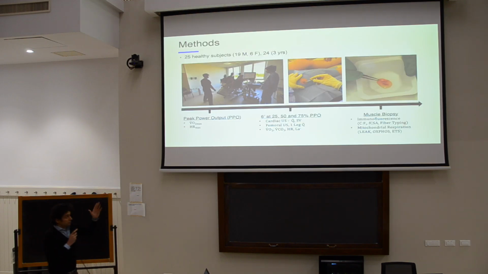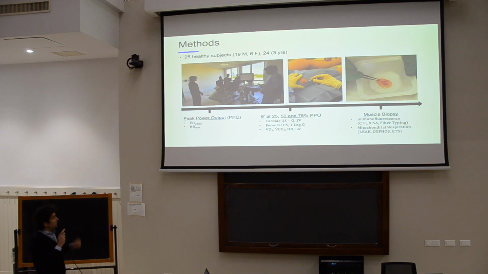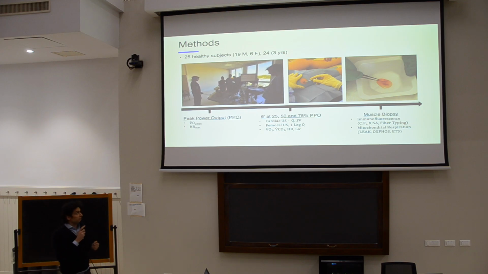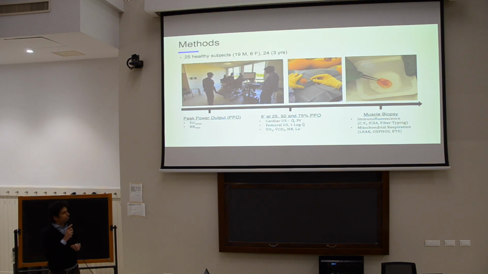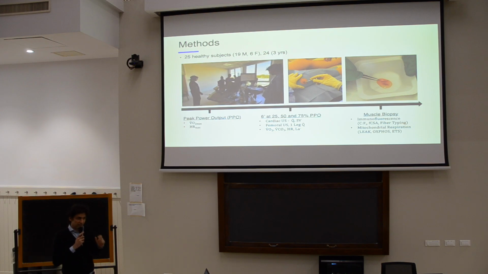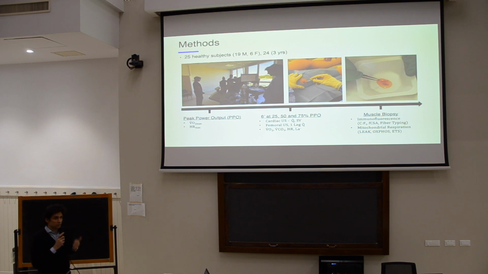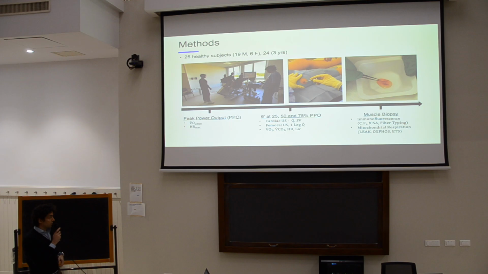This is how we did the study. We designed the study with 3 steps. In the first step, we did a maximal test on a semi-recumbent bike. Then on the second day, we did an incremental test with 3 steps of 6 minutes each at 25, 50, and 75% of the peak power output.